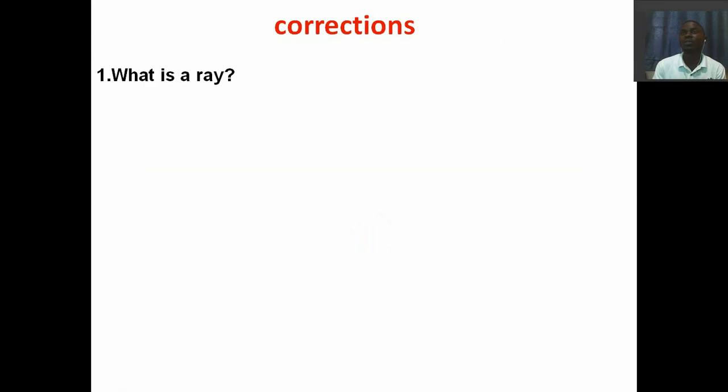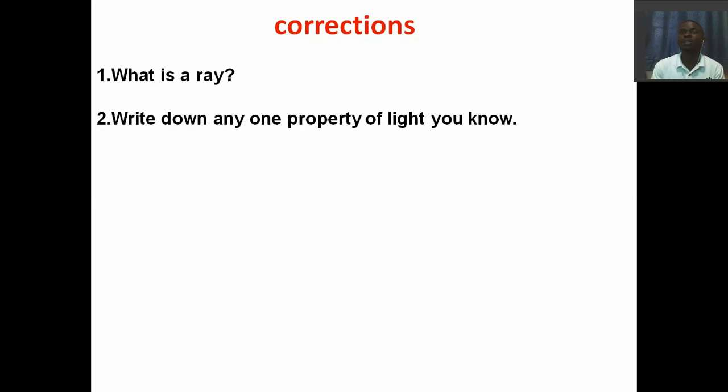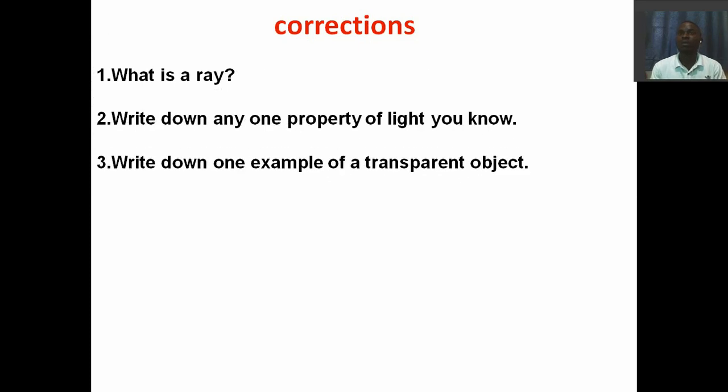Our first question was saying, what is a ray? You can say a ray is a path taken by light in a particular direction. Then the second question was saying, write down any one property of light you know. You can say light travels in a straight line, and also light forms a shadow when it's obstructed. Then number 3 was saying, write down one example of a transparent object. You can write air. You can also write clear glass and clear water.